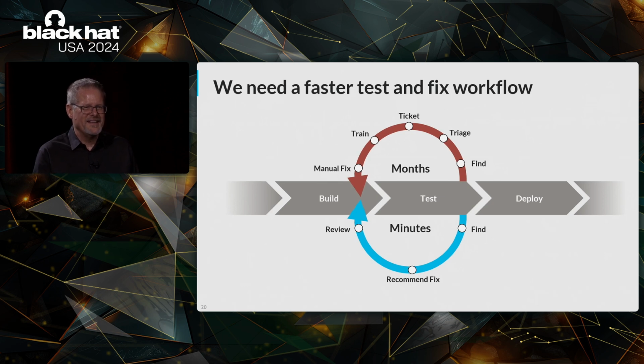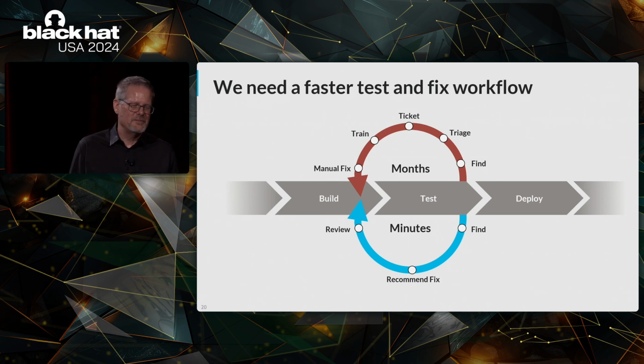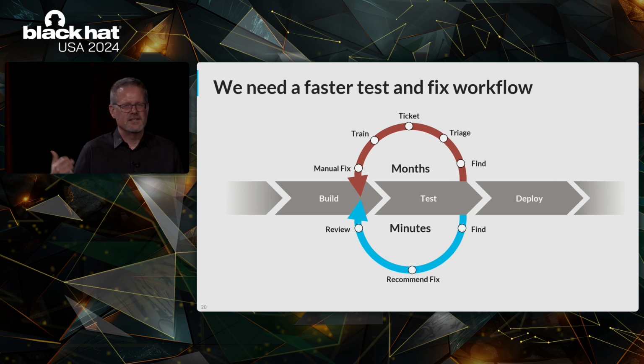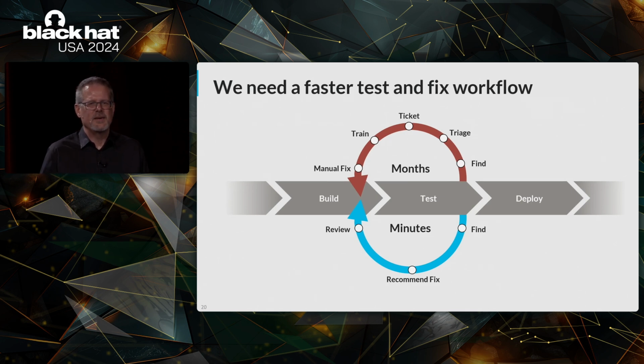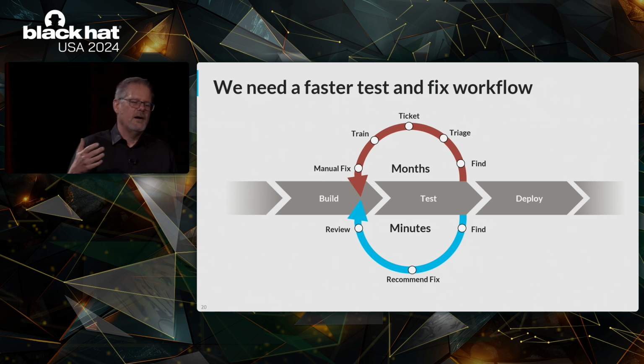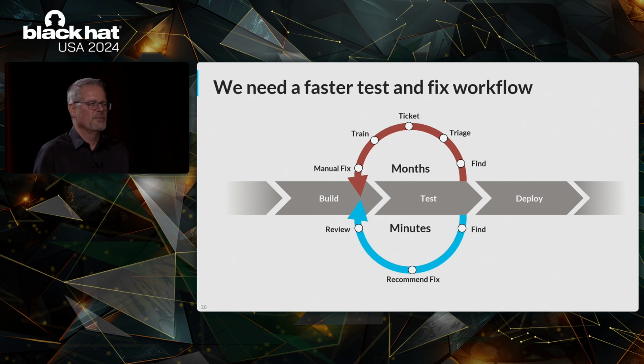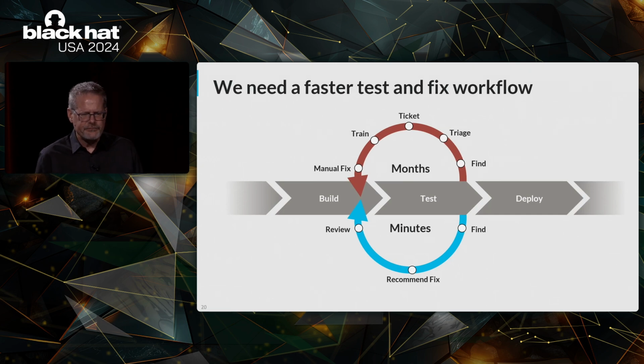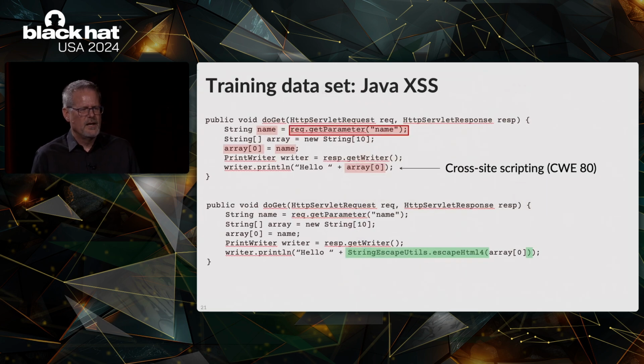So what we need is something that's more like the bottom of this, where we can find the flaws using some method, maybe automated, maybe manual, and then we can have an automated recommended fix, and the developer can review that and accept that fix. We need something fast, or we're never going to be able to keep up.